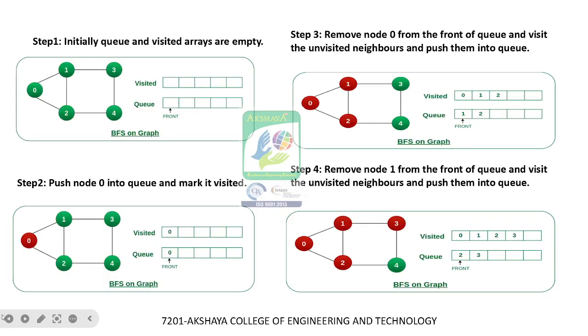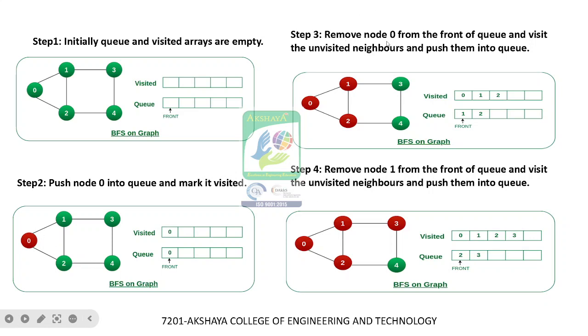So here we have an example. This is called a graph. Now we are going to initialize the queue and visited array as empty. This is your visited array and this is your queue. The pointer always points to the front of the queue. Next step, we have to push the node 0 into the queue, at the front of the queue, and mark it as visited so that it changes to red color.